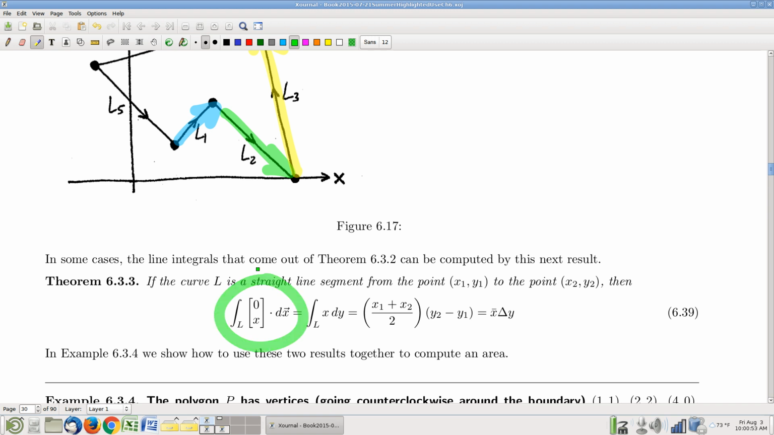Take this integral right here. Our line segment, this L, this curve L, you can parameterize with chapter 1 methods. Right, parameterize that line segment. Plug and chug. And I claim that the result you will get will be this, otherwise known as that.